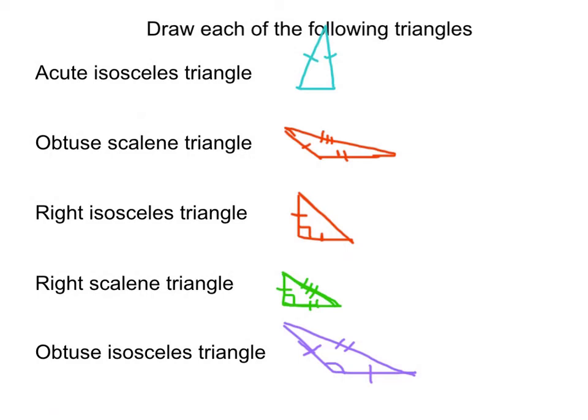So hopefully that made sense to you, and if not, you can rewind it and try it again. And for that matter, you can just make up your own types of triangles. Just put an angle first, put what types of sides it has, and then see if you can sketch that triangle.